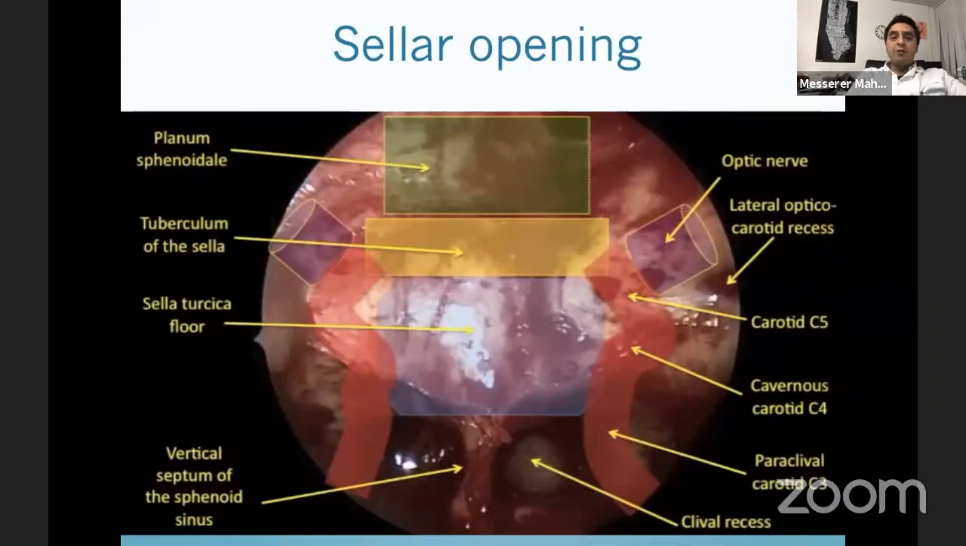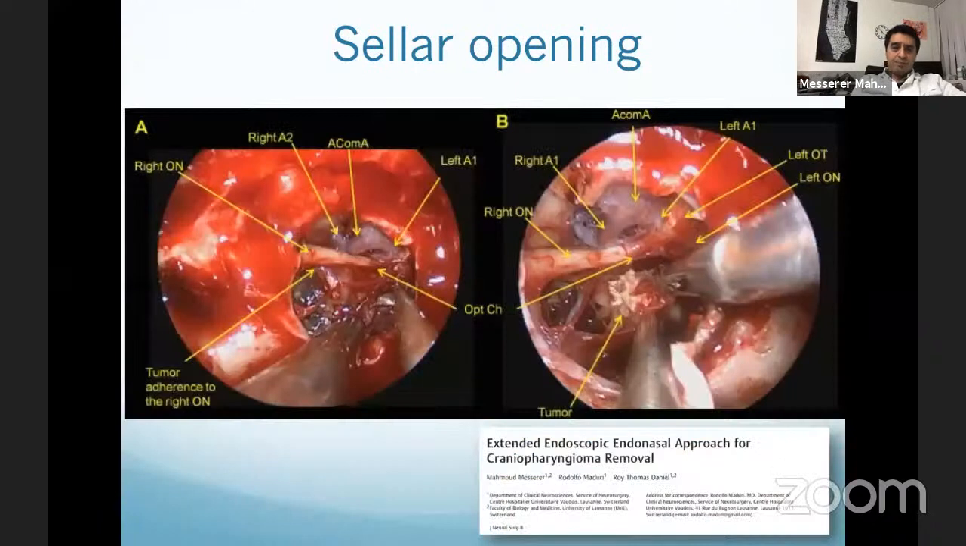So it's very important to see, before your craniotomy, all the important anatomical landmarks. In the midline, the planum, the tuberculum, the sella, and laterally the optic nerve, the carotid artery inside the cavernous sinus, the paraclival carotid artery, and the medial and the lateral opticocarotid recess. It's very important to see all these anatomical structures. Without that, you can have a big problem when you do an endoscopic endonasal approach.